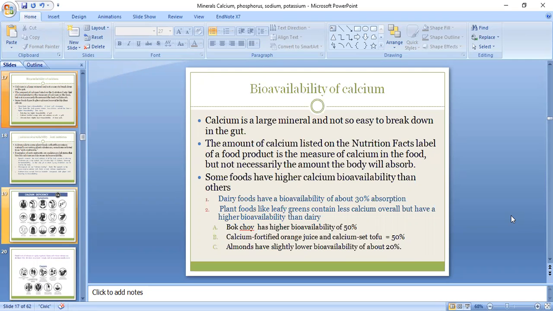For example, bok choy has a higher bioavailability of 50%, while calcium-fortified orange juice and calcium-set tofu also have a bioavailability of 50%. Almonds have a slightly lower bioavailability of calcium, at 20%. It means that if we consume 100 grams of bok choy, 50 grams will be absorbed from the gut into the human blood. While if we consume 1000 milligrams of any dairy product, only 300 milligrams will be absorbed from the gut into the human blood.